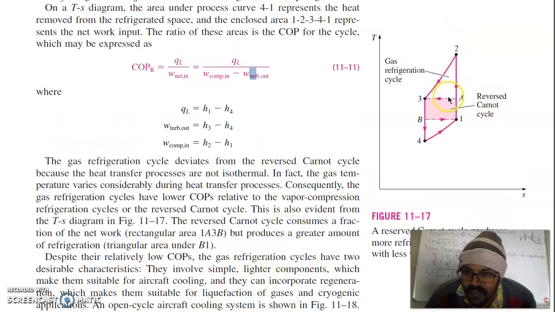One thing to be noted: in the Carnot cycle, the heat taken from the cold space is at constant temperature, while the heat rejection is also at constant temperature. In the gas refrigeration cycle, this is not actually possible. The gas refrigeration cycle deviates from the Carnot cycle because the heat transfer processes are not isothermal. So 4 to 1 is not isothermal and 2 to 3 is not isothermal.